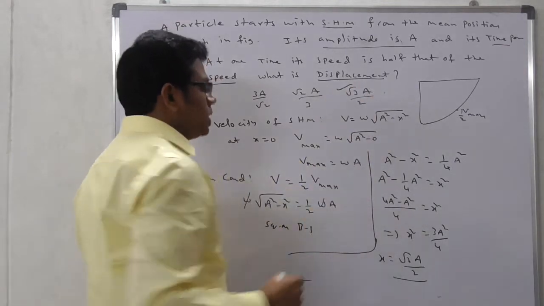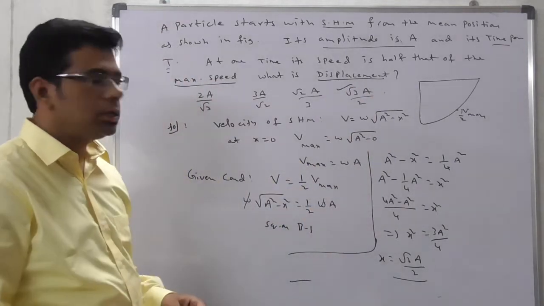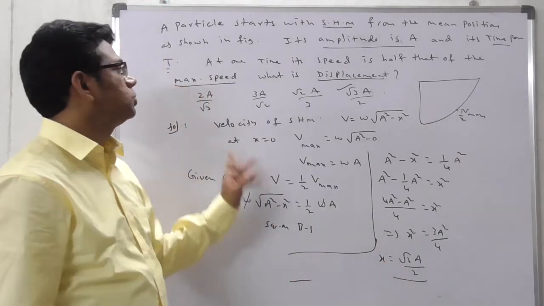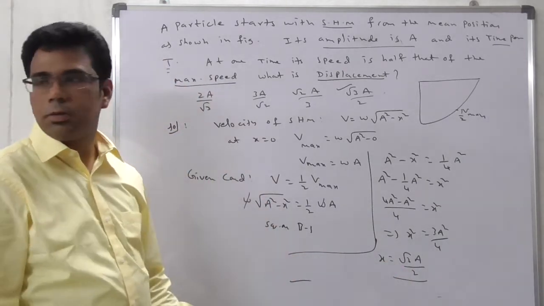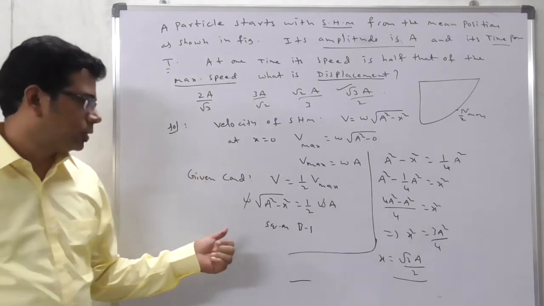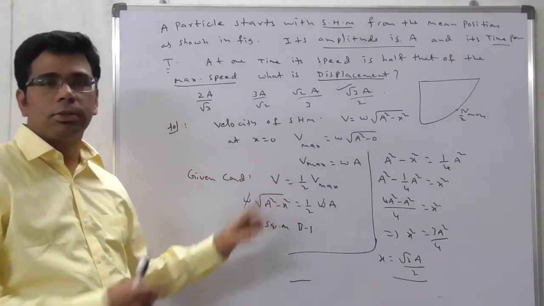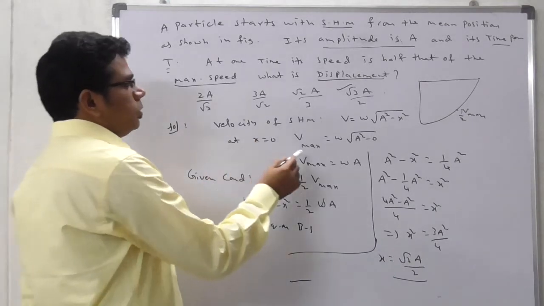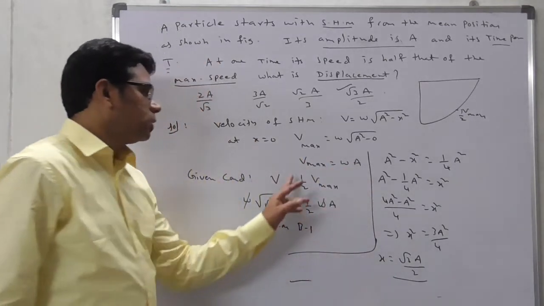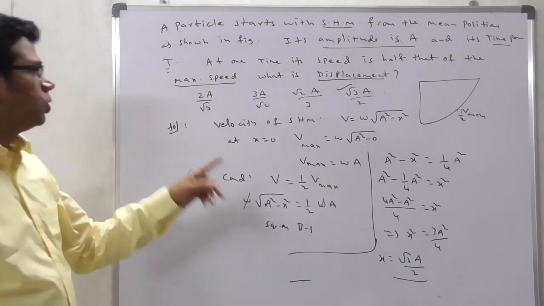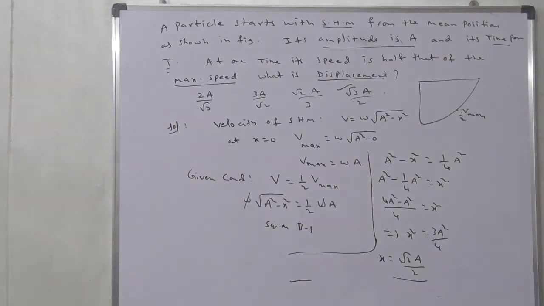So the fourth option is the correct one. What is the fourth option? X is equal to root 3A by 2. Right? So very simple question. Note it down. Any doubts? Okay. Very simple. Velocity of SHM, this is the important one. At X equal to 0, we get V max. Right? So V max is omega A. Just note it down. Fourth option is done.